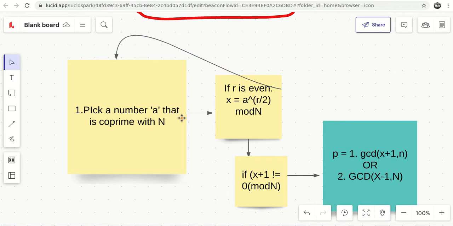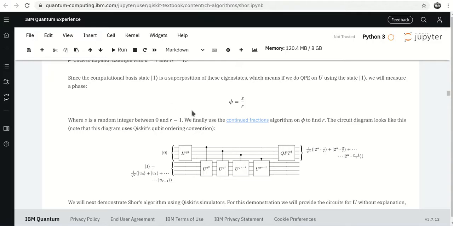First, pick a number a that is co-prime with n. If r is even, x equals a to the power r by 2 mod n. Now, if x plus 1 is not equal to 0 mod n, then one of the numbers will be there, and p into q is equal to n, so the other number can be found easily. Else find a different a. That is what the whole Shor's algorithm is. So now we'll code it.